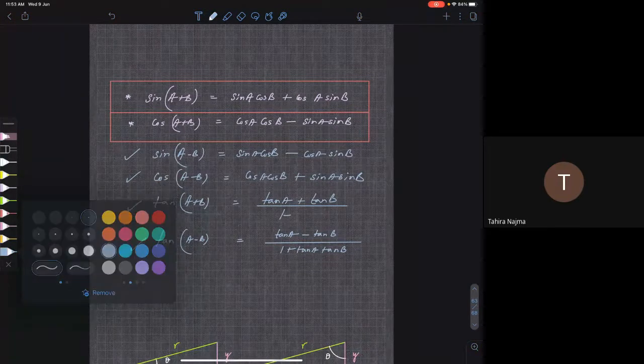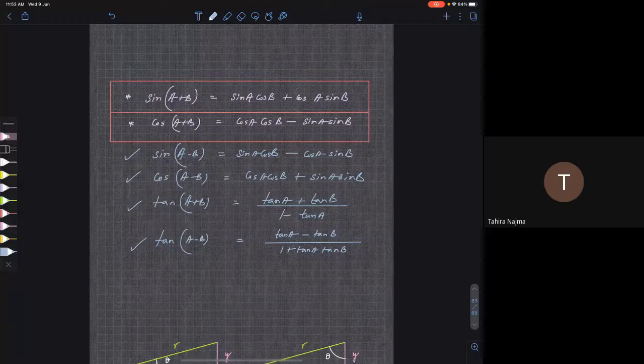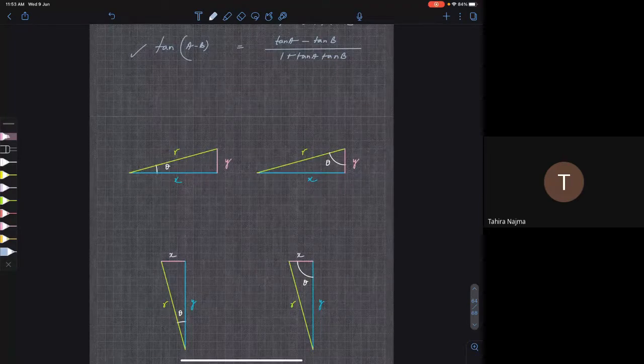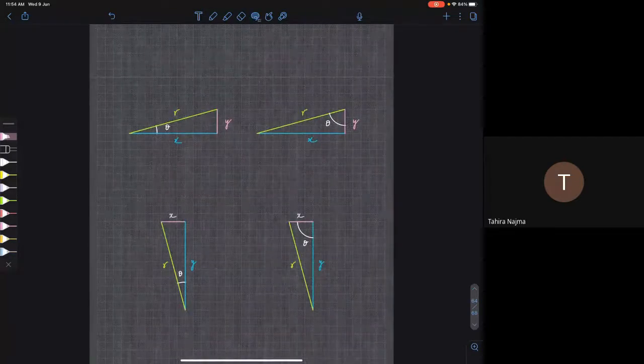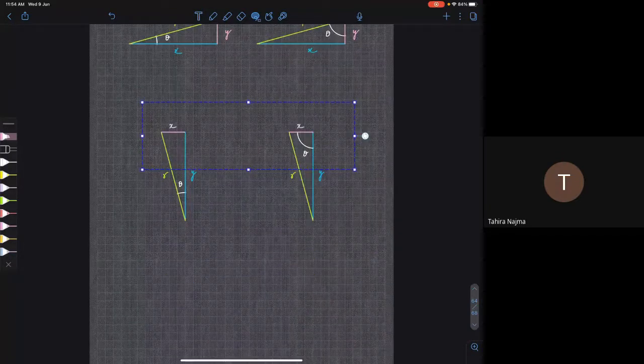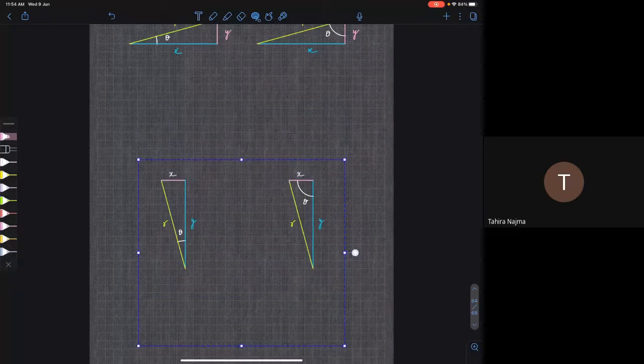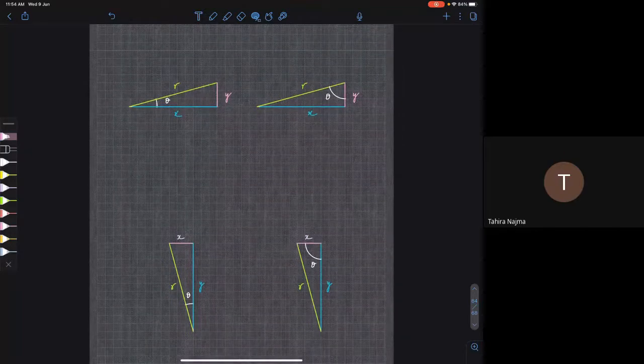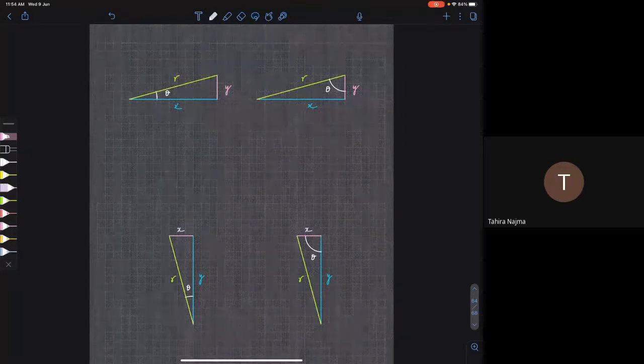You will come across these techniques. This is tan. Let me write down. Now, I told you yesterday that if r and theta are given, you can find x and y. Now, in this triangle, look at the triangle on the top left. According to the diagram, tell me what is x equal to?